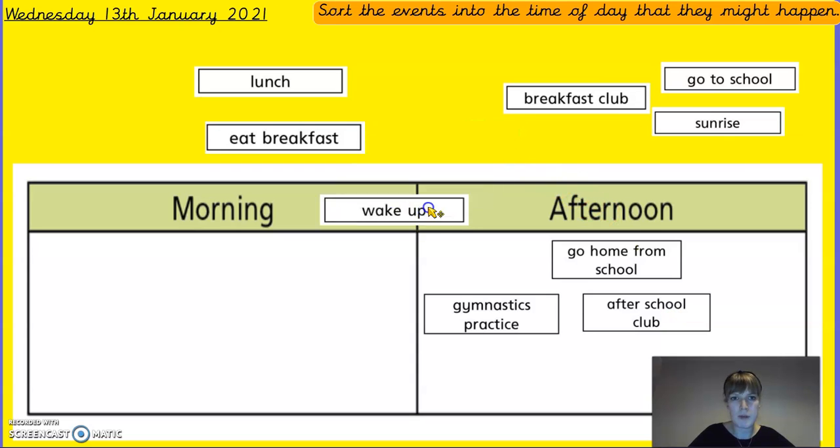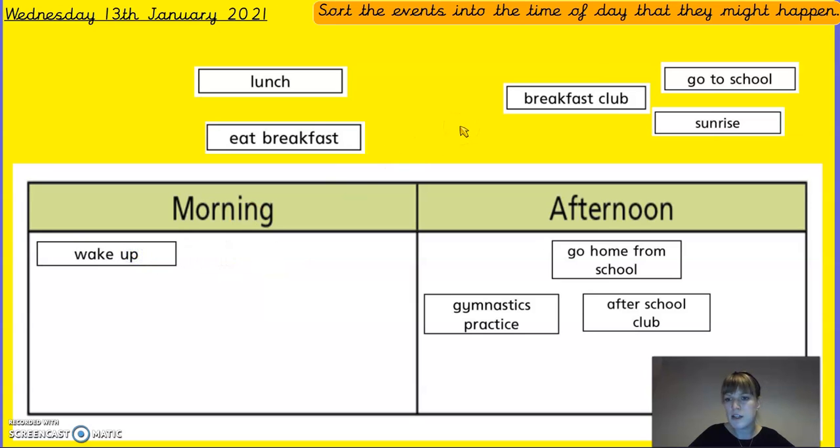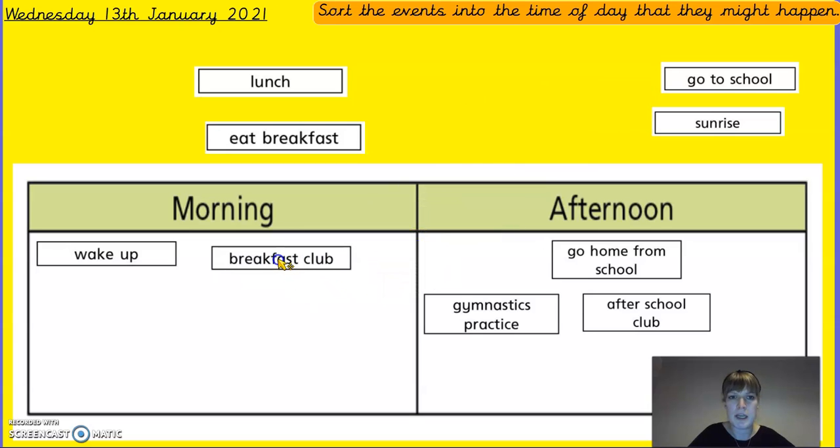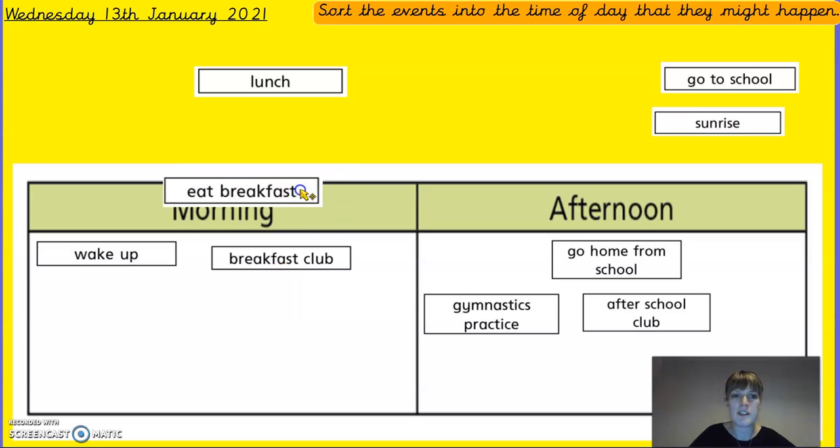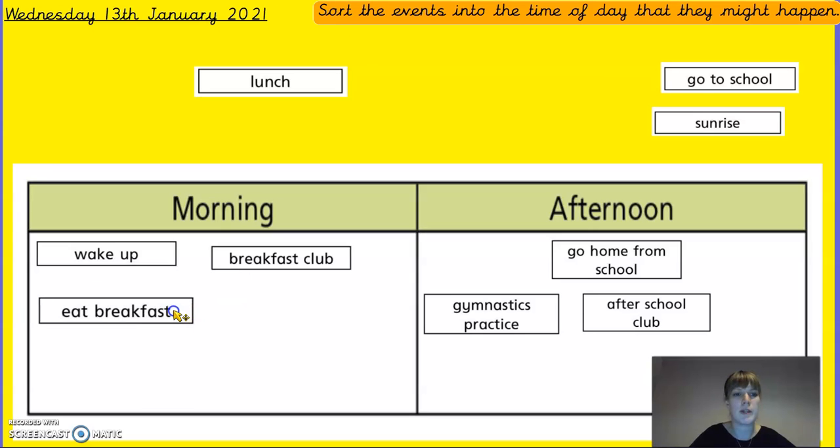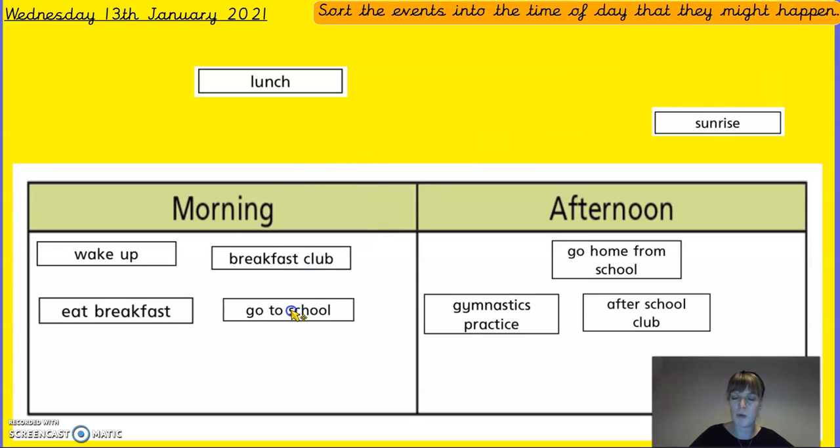Wake up would be the morning. Now, depending on what you like on the weekends during your time in lockdown, you might be sleeping into the afternoon. I don't know, but generally we wake up in the morning. Breakfast club would be the morning, because that's our first meal of the day, and we will eat breakfast as well. Go to school, so you go to school in the morning. Sunrise would be the morning, because it's when the sun comes up.